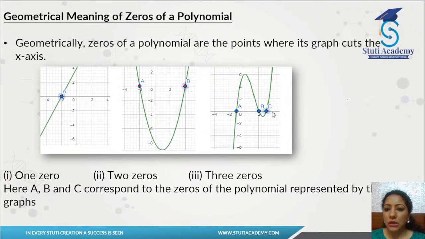Now we have another graph. It is cutting the x-axis at minus 1. We have 2 here and then we have 3 here. So here these are zeros of the polynomial. So in the first case, we can say that there is only one zero because it is cutting the x-axis at a single point. This is cutting the x-axis at 2 points, so it has 2 zeros. It is cutting the x-axis at 3 points, so it has 3 zeros.